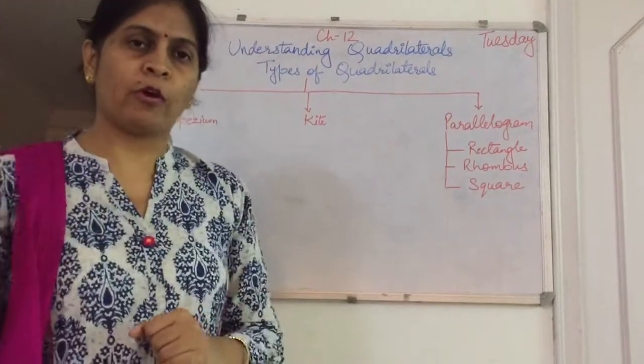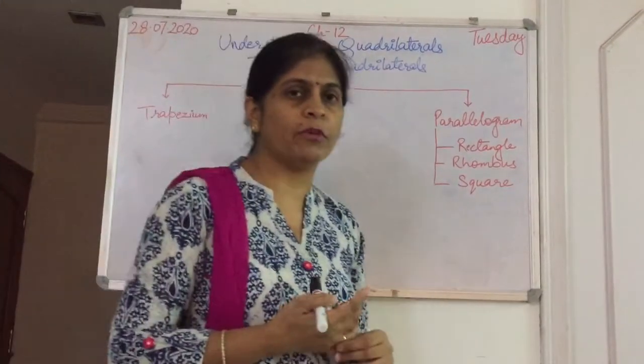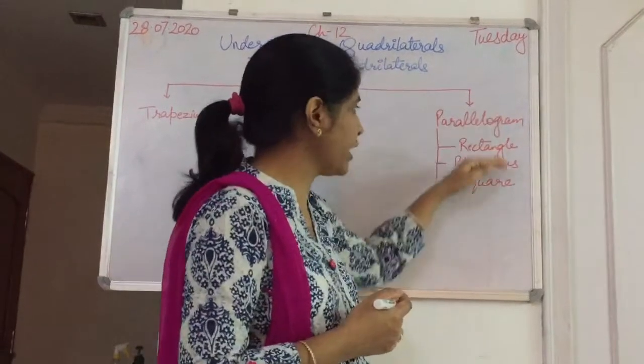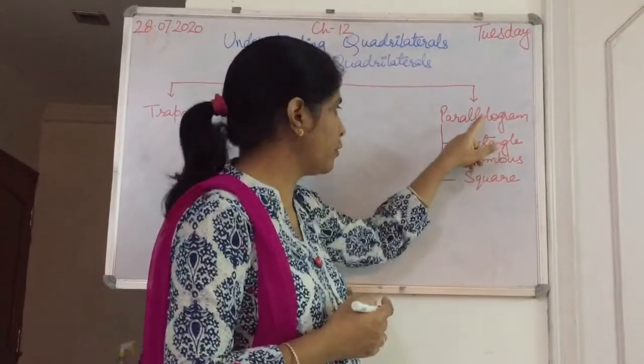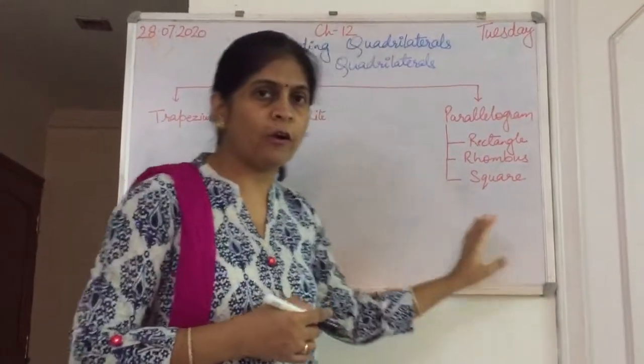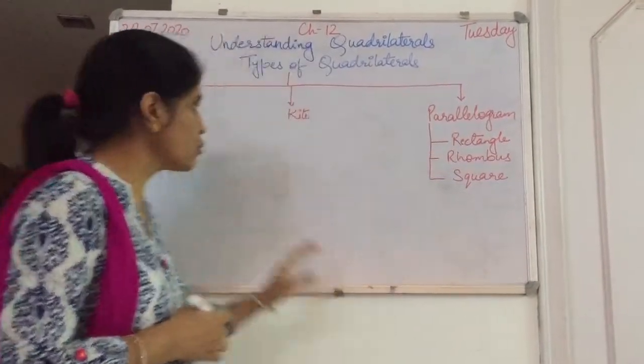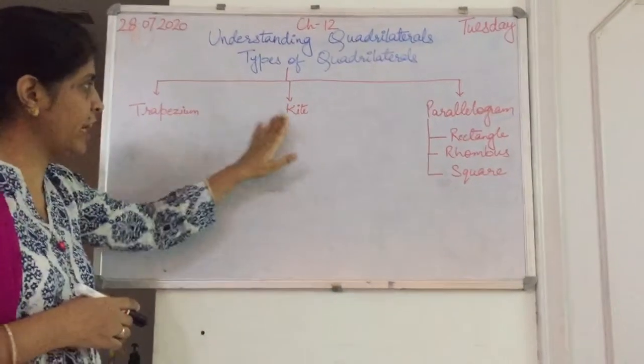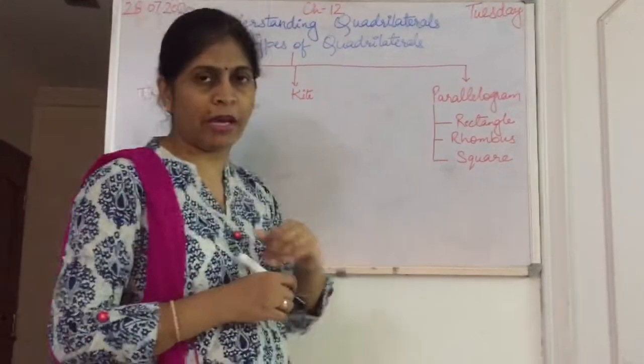But what about square, rhombus, and rectangle? They are all types of parallelogram. Parallelogram, where we talk about rectangle, then rhombus, then square. They are all parallelogram types. So today we discuss only these three types: trapezium, kite and parallelogram.